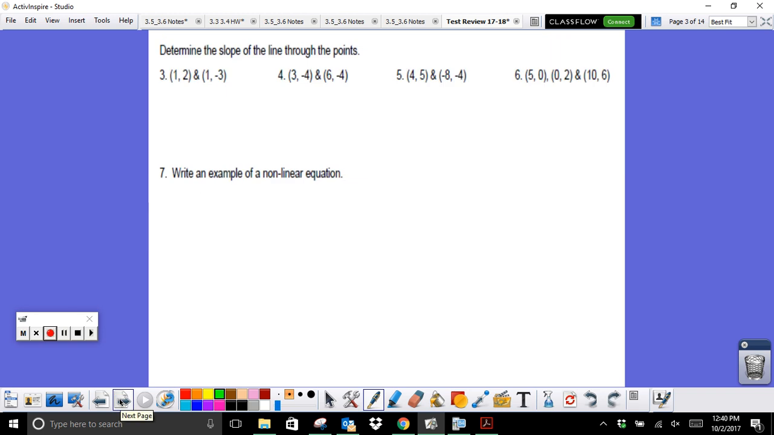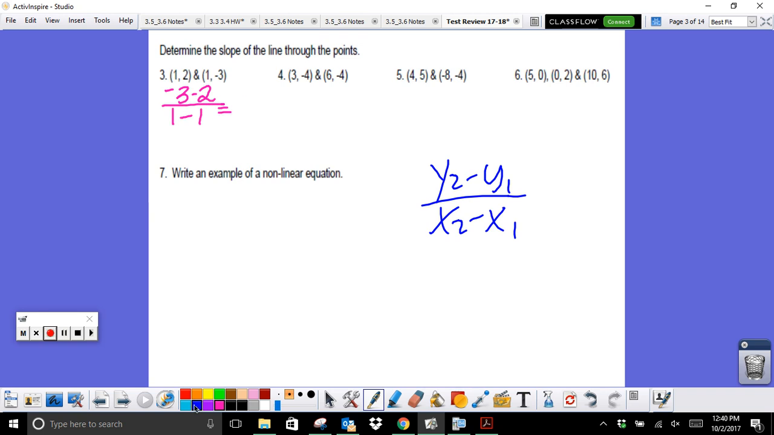Okay, number 3, 4, 5, and 6 are all asking to determine the slope of the line through the points. So I'm going to use y2 minus y1 over x2 minus x1 on all of these. I'll write that here, but I'm not going to write it on every single problem. I would if I was y'all working this out, or at least on the test, I would write it on all of them. Okay, so number 3, I'm going to have negative 3 minus 2 over 1 minus 1. Negative 3 minus 2 is negative 5. 1 minus 1 is 0.